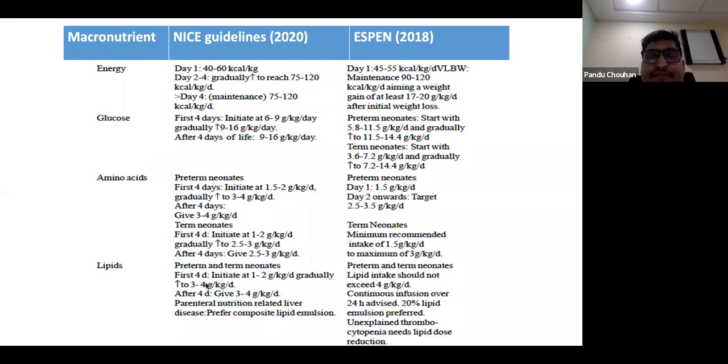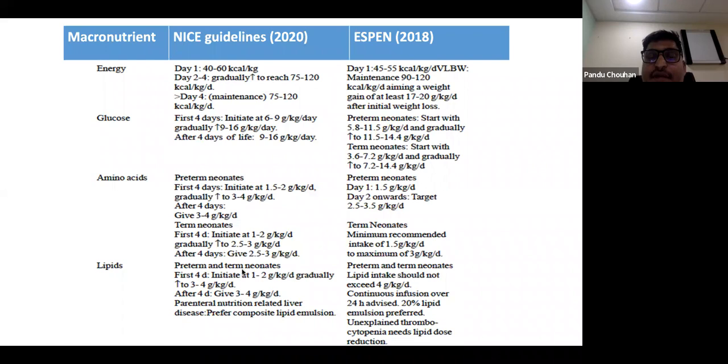When it comes to term neonates, the protein requirement is lower compared to the preterm. Preterm children require more nitrogen for their growth, while term neonates require less protein. In preterm, the least tolerable is 1.5, and you can go up to 4 gram per kg per day. Less than 1.5 leads to a negative nitrogen balance and is not recommended. In term, it is at least 1 gram per kg per day.